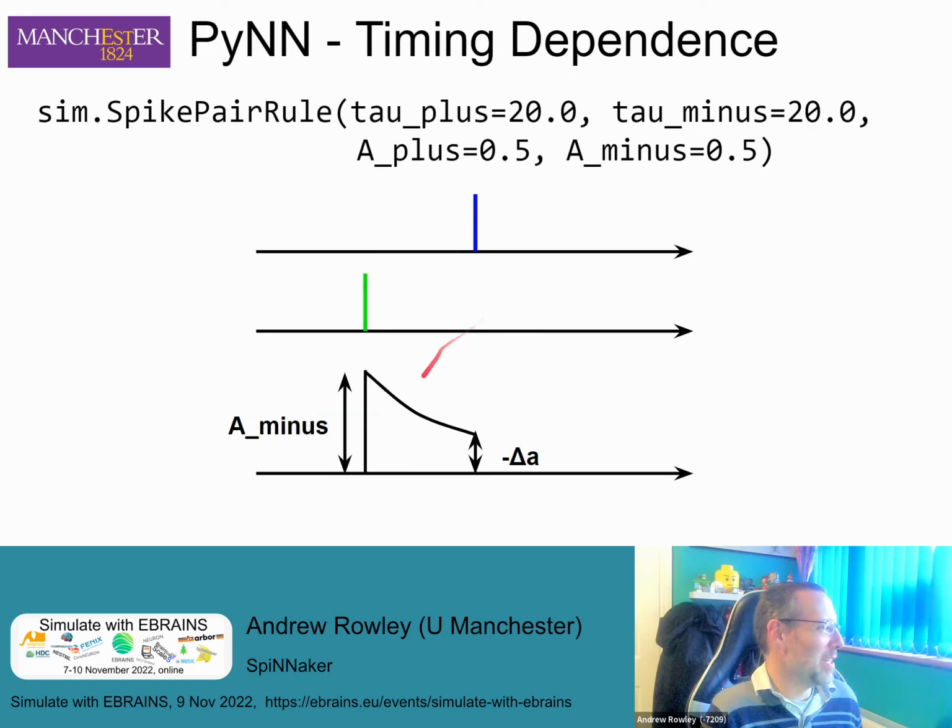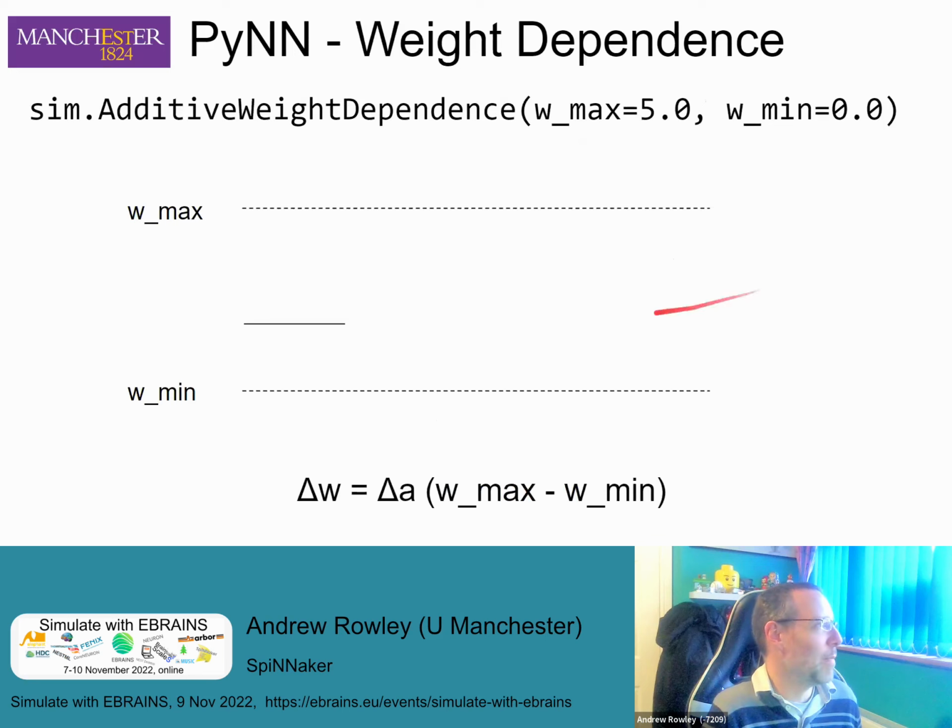I'll just mention, when you do it in reverse, it's exactly the same. So it's the difference between the post spike and the pre spike. Now it starts at A minus and it's decaying. And what we get out is a negative alpha value. So this is a negative change, but it's not saying how much the weight is changing yet, because yet again, it depends on the weight rule.